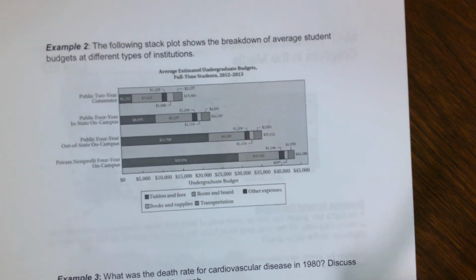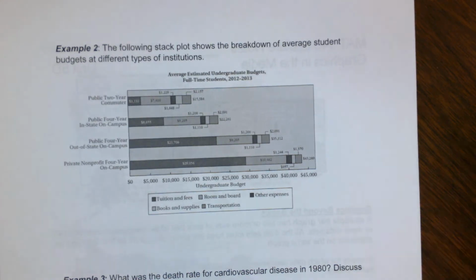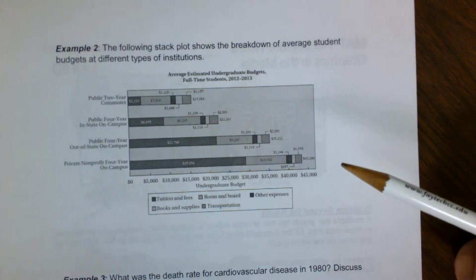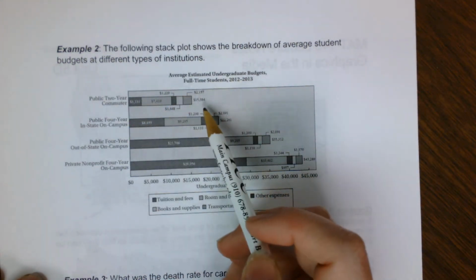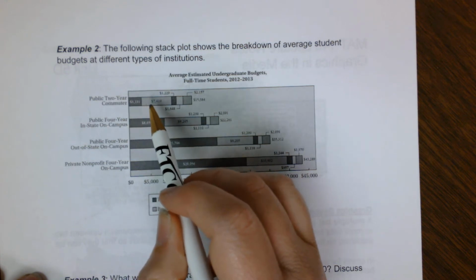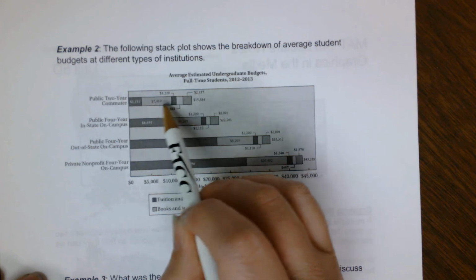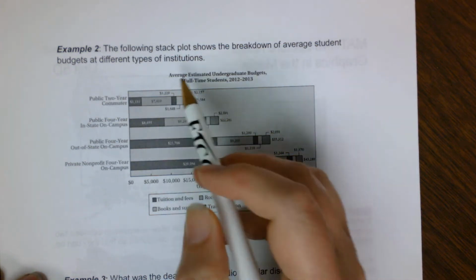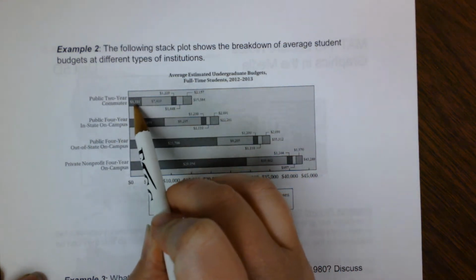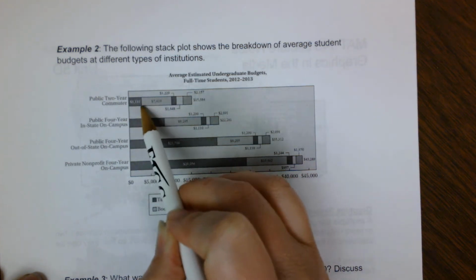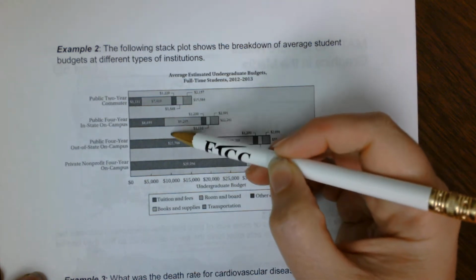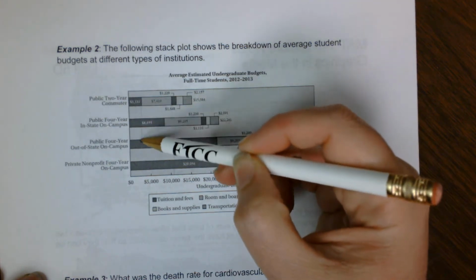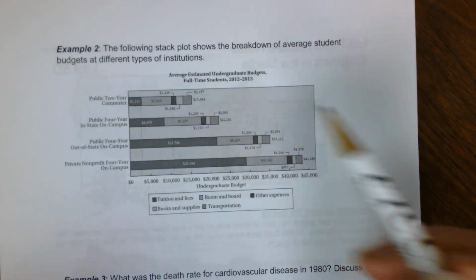Okay, example 2. This is a stack plot, a stack bar graph anyway. So here, instead of having them side by side, they're going to be stacked on top of each other. So here, instead of looking at where it falls on this axis, we're actually going to be looking at the width of each piece. So here, this width is 3,131. This width here, from here to here, is 7,419. And you can get that by taking this amount here and subtracting this amount here. Right, so we want this width.